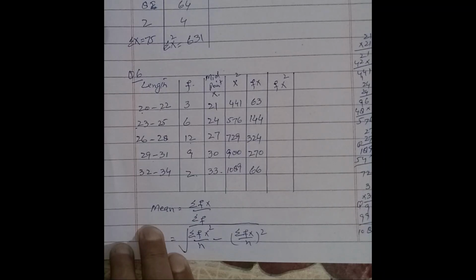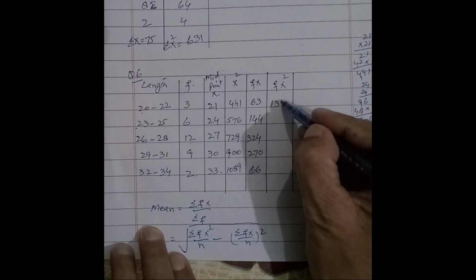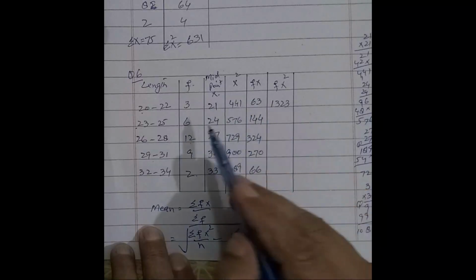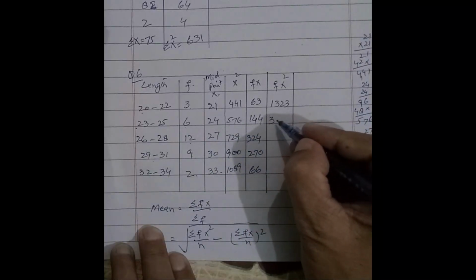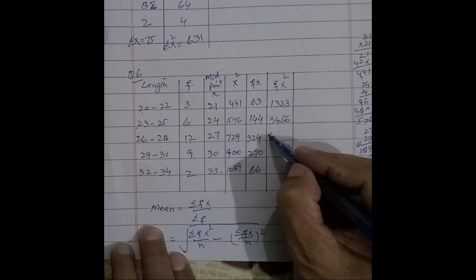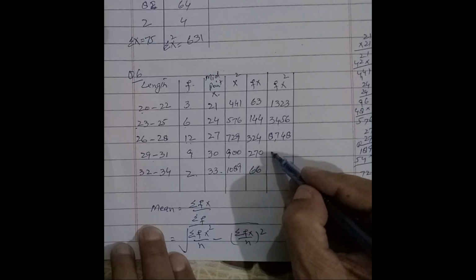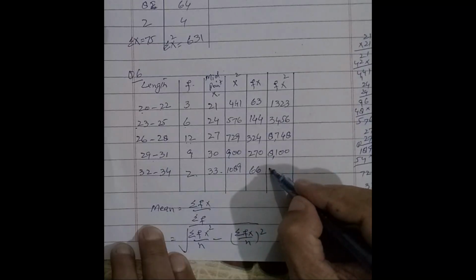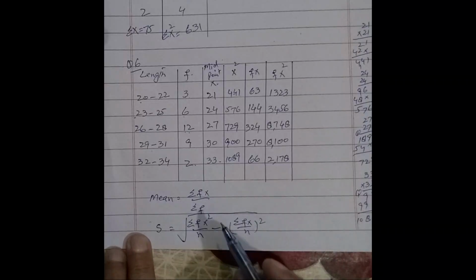And the next is fx square. Fx square means x square multiplied by f. We get 441 multiplied by 3, which is 1323. 3 ones are 3, 3 fours are 12, 1 carry, 3 fours are 12 and 1, 1323. In the same way, 6 multiplied by 576, the answer is 3456. The next is 12 multiplied by 729, the answer is 8748. The next is 9 multiplied by 900, we get 8100. And the next is 2 multiplied by 1089, we get 2178.